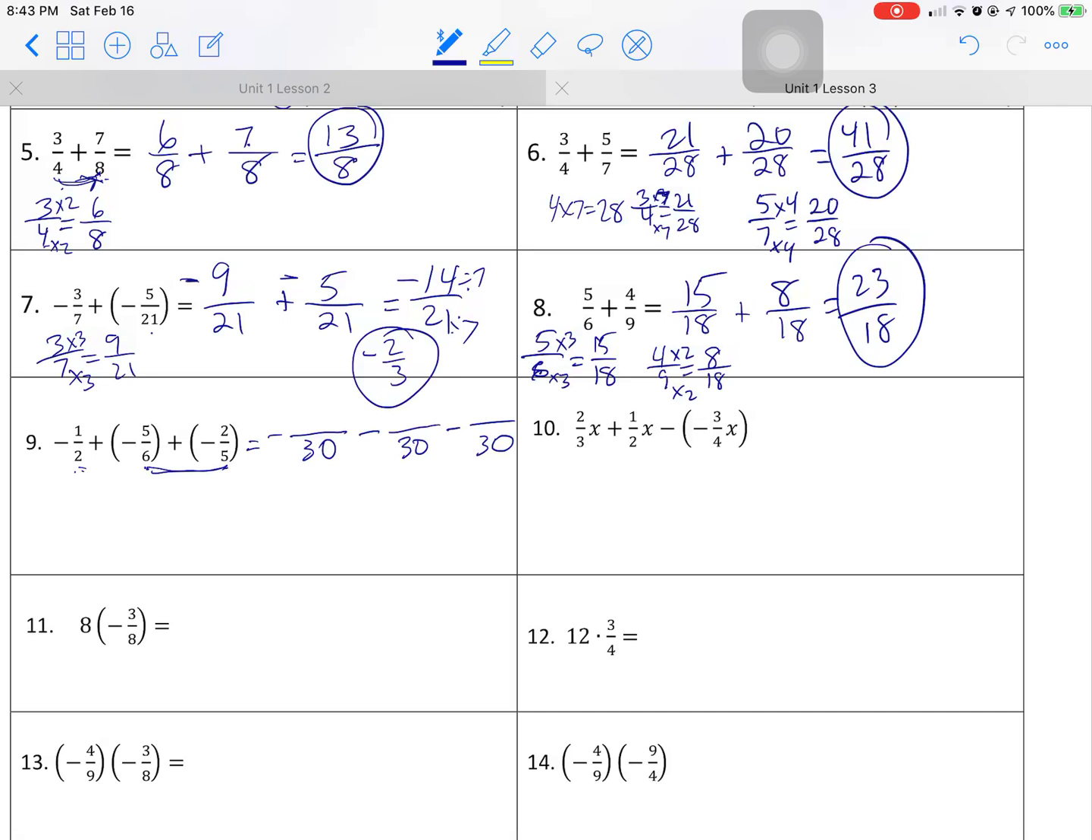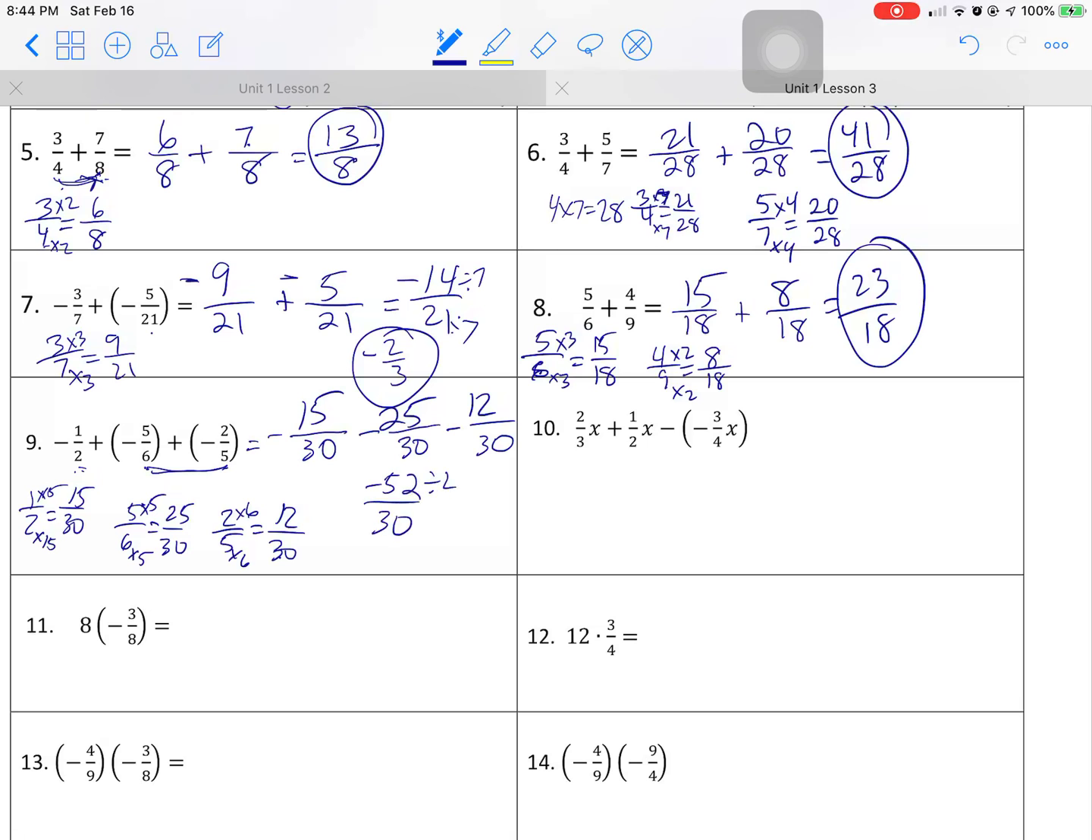All right, so 1/2 equals what over 30? 30 divided by 2 is 15, so times 15 is 15. 5/6 equals what over 30? 30 divided by 6 is 5, so 5 times 5 is 25. 2/5 equals what over 30? Let's see, 30 divided by 5 is 6. 2 times 6 is 12. All right, so a -15 plus a -25 plus a -12 is a -52 over 30.